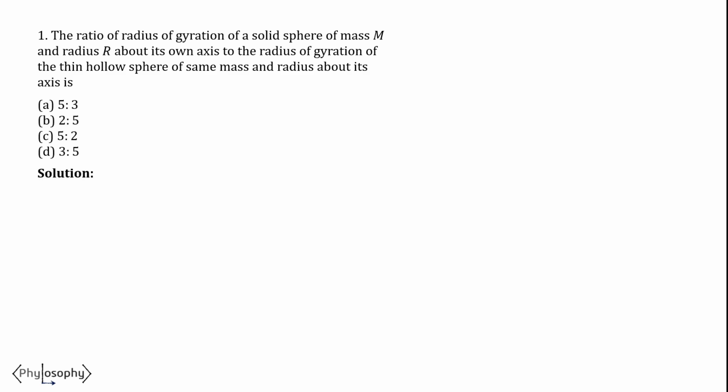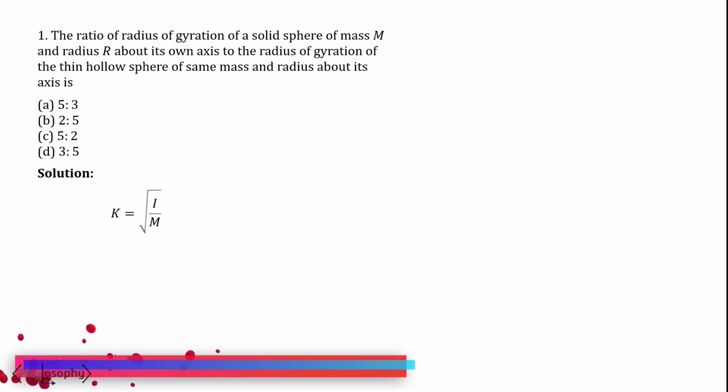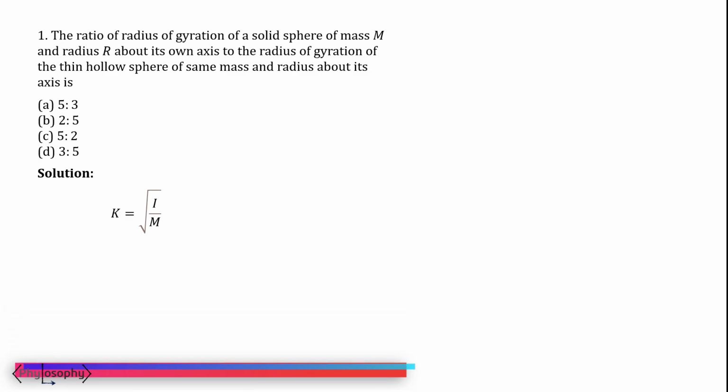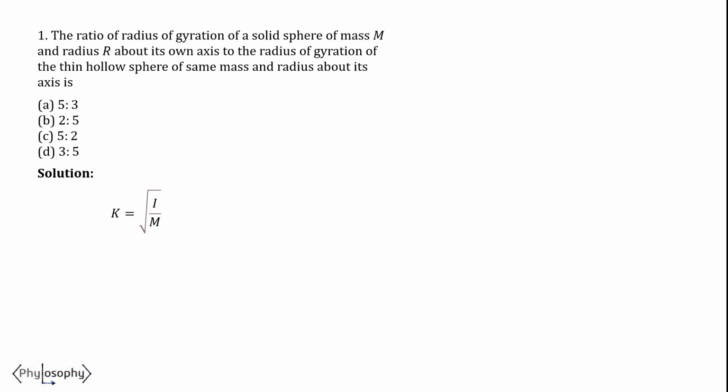Now to solve this problem, we need to know the formula for the radius of gyration. So in mechanics, the radius of gyration about an axis of rotation is defined as k equals square root of capital I by capital M. Here capital I is the moment of inertia of the body about the same axis of rotation and capital M is the mass of the object.